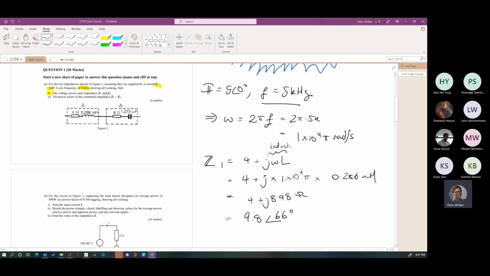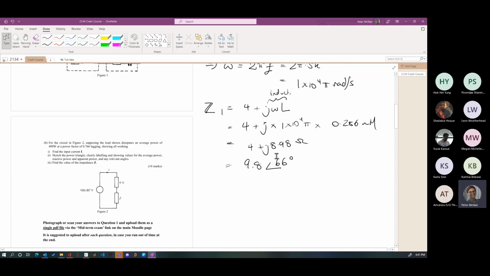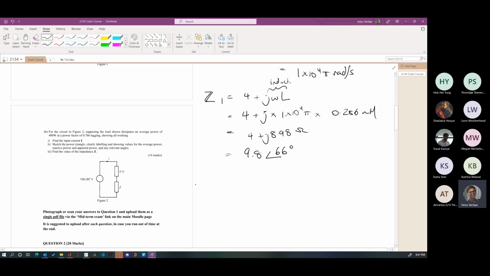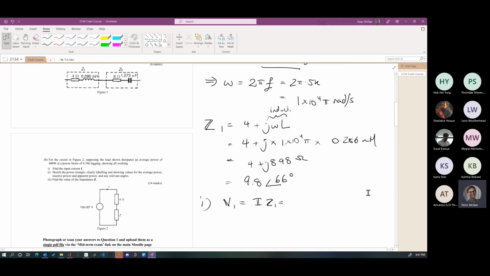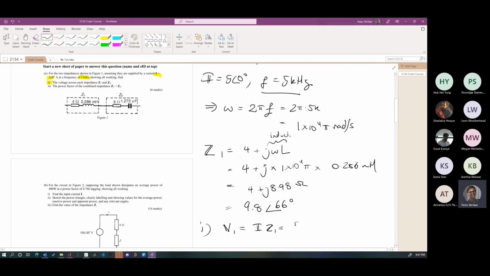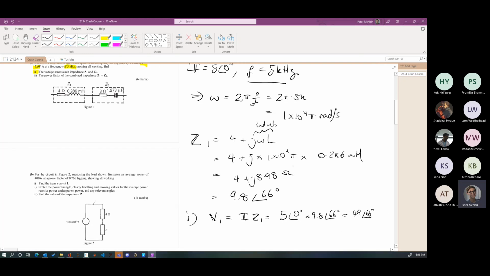So we need our impedances first to then get the voltages. So let's find V1, which is equal to I Z1, which is just our 5 angle 0 times 9.8 angle 66 degrees. So we're looking at 49 angle 66 degrees. Let's not forget our units. So here we're looking at volts.